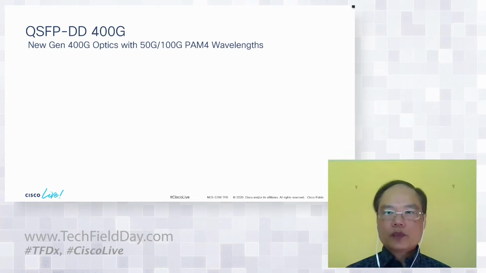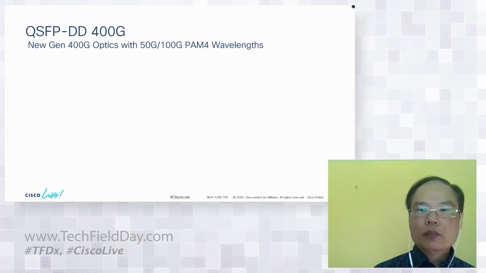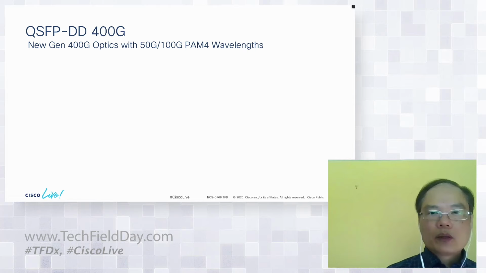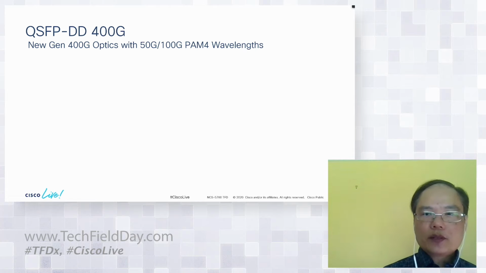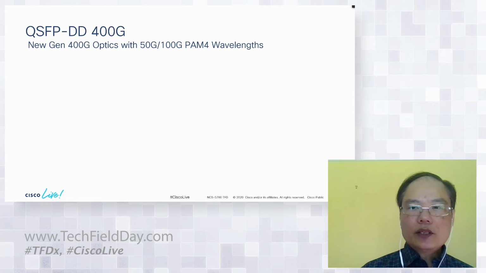On the optical side, there are a whole new generation of 400 gig optics standards, both from IEEE and from MSA. Starting with 400 gig optics, instead of the current 25 gig wavelengths with NRZ encoding, it is migrating to 50 gig and even 100 gig wavelengths with PAM4 encoding in order to lower the number of lasers and complexity of the optics.